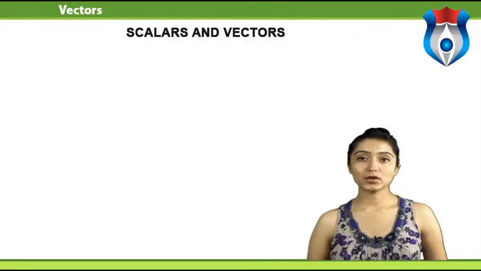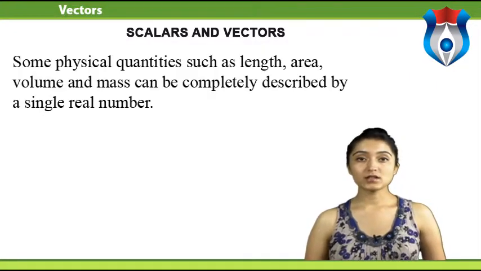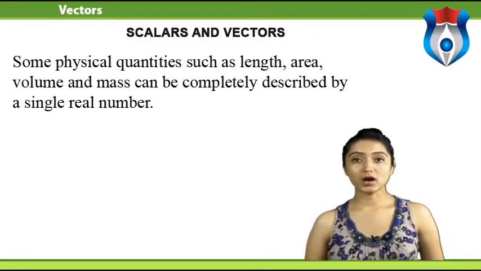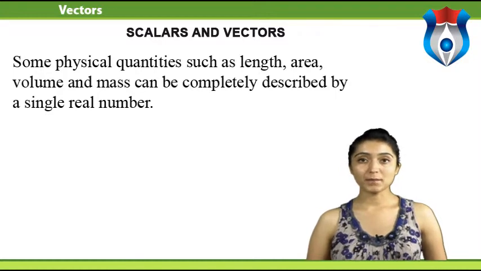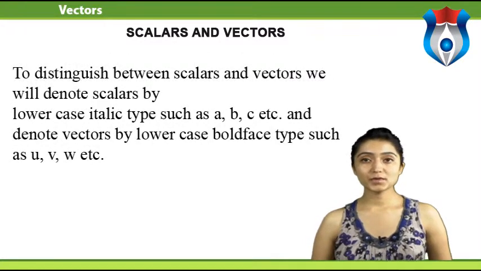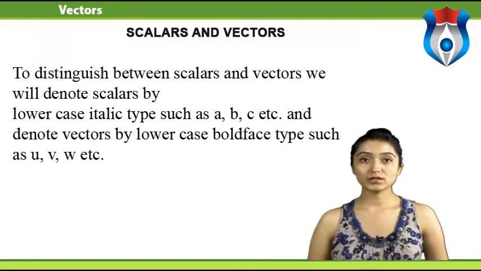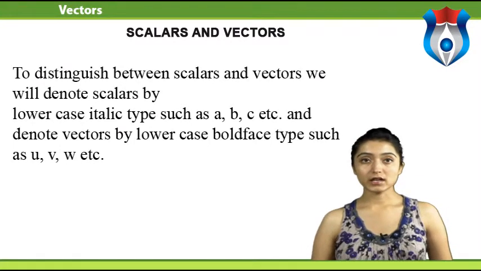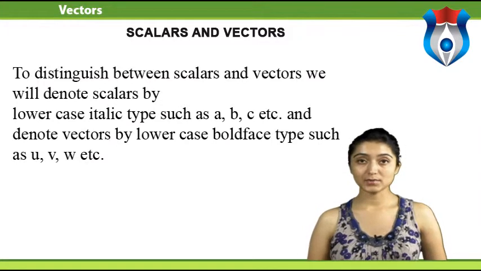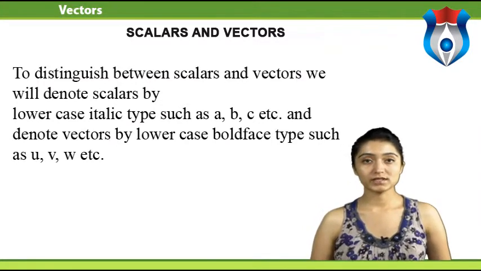Let's now discuss the scalars and vectors. Some physical quantities such as length, area, volume and mass can be completely described by a single real number. Because these quantities are describable by giving only a magnitude, they are called scalars. To distinguish between scalars and vectors, we will denote scalars by lowercase italic type such as a, b, c, etc. and denote vectors by lowercase boldface type such as u, v, w, etc.